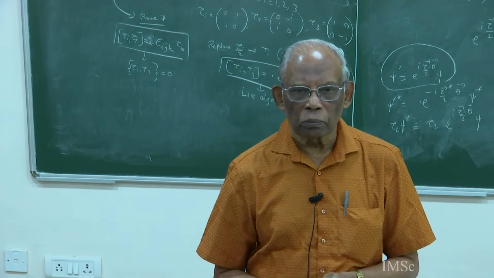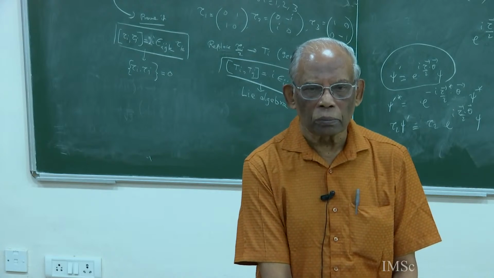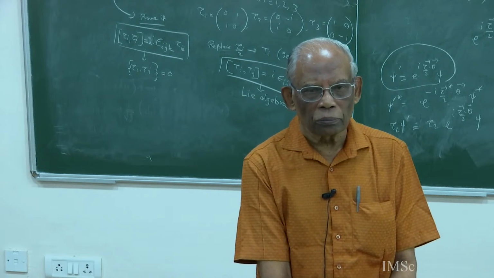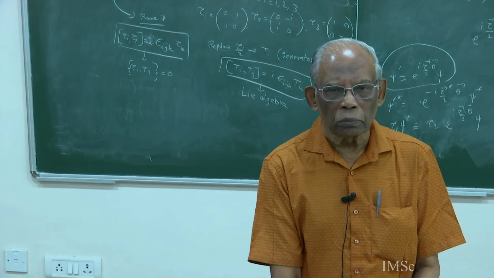This 2 cross 2 is equal to 1 plus 3. This we are familiar with in angular momentum. Correct. So this kind of representation of 1 dimension and 3 dimension is because of the vector nature of the angular momentum.